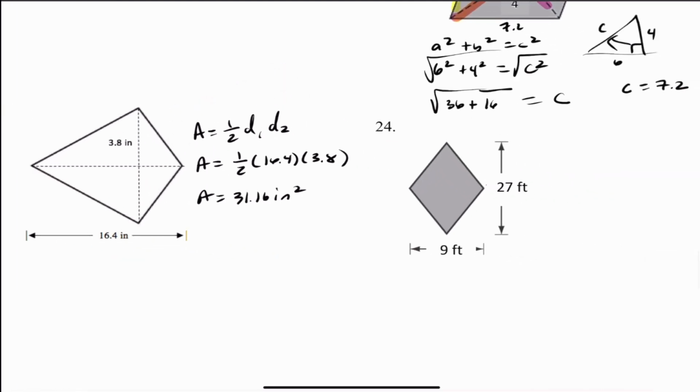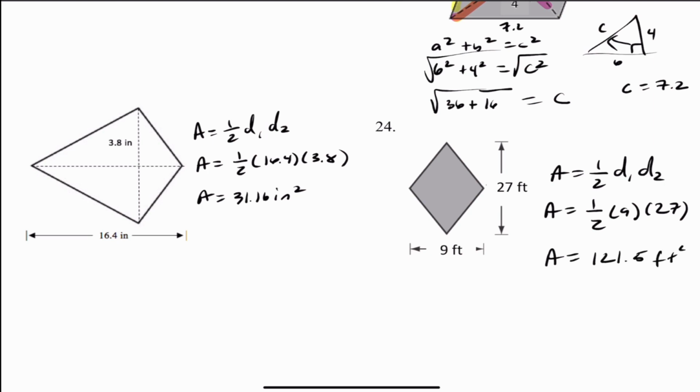Number 24, very, very simple. A equals 1/2 D1 D2. A equals 1/2 of 9 times 27. So then you get 121.5 square feet. That's your answer.